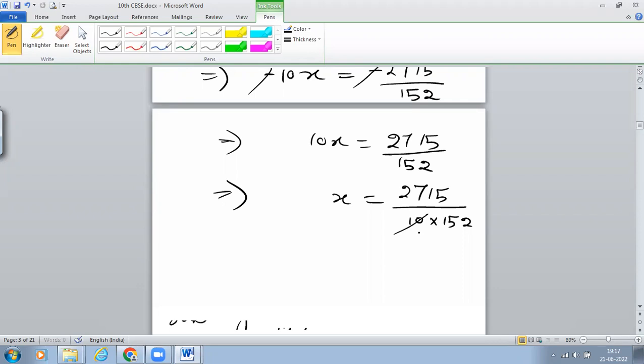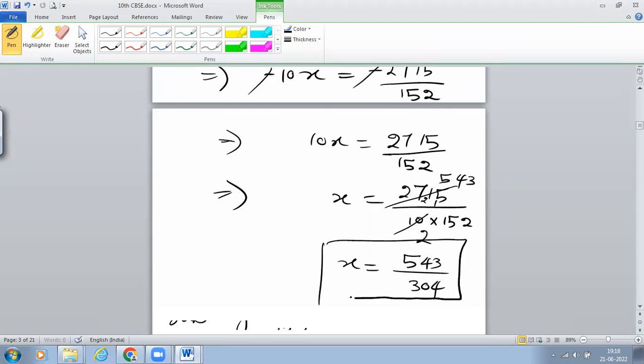What will happen is 5 2s are 10. Here in 27, first we have to take these two digits. 27, 5 5s are 25. Remaining is 2. So in 21, 5 4s are 20. The remainder is 1. 15, 5 3s are 15. So therefore 543 divided by 2 into 152. So what is 2 into 152? That is 304. This is the answer for x.